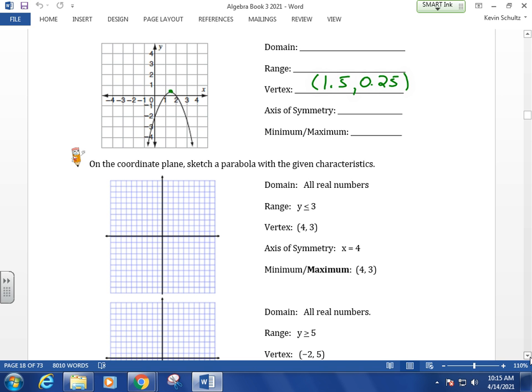Questions, comments, concerns, complaints, compliments, congratulations, or criticisms on this? Sir? Do they have to look kind of like a parabola? They should look more or less like a parabola. Okay. That is the goal. Again, it's just a sketch, so it's not perfection here, but parabolic.